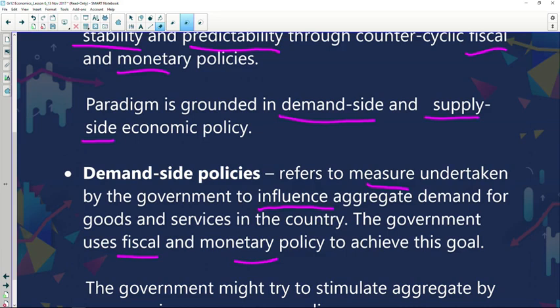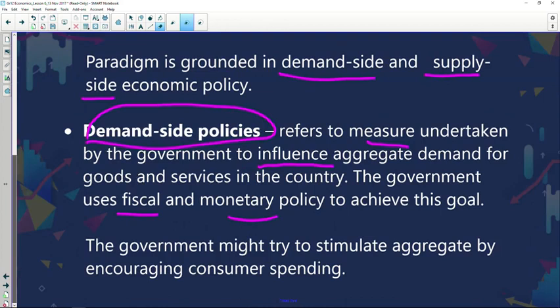Okay, so we know that when the government tries to influence the aggregate demand by using fiscal and monetary policies in order to achieve that goal, that will be known as the demand side policies, because we're wanting to influence aggregate demand by using fiscal and monetary policies as well. Okay, so move down, there we are.